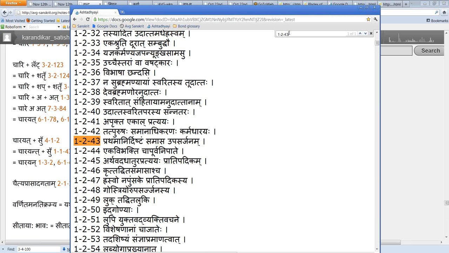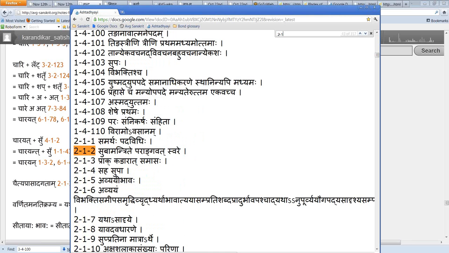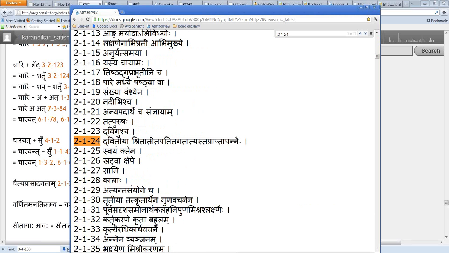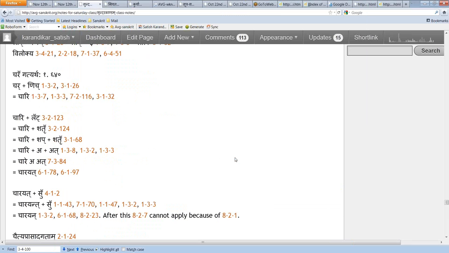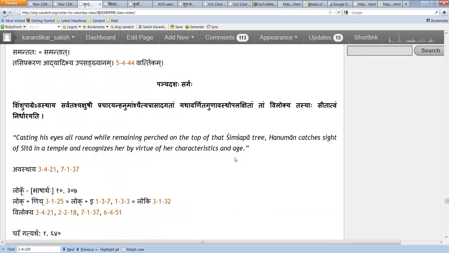But the main sutra we need here, without going into too many details, is 2:124: Ditya Shritatita Patitagatatyasta Prapta Pannaihi. Okay, now let's continue, and then we have the next term, which is Yatha Varnitam Gunavastopalakshitam. Of course, this whole thing is the same as before, as Ravi said, Vityantam like Ramavat. This is also qualifying Tam, Narim, Sitam. Now, Yatha Varnitam, Yatha Shakti, Yatha Swam, Yatha Mati, Yathoktam.